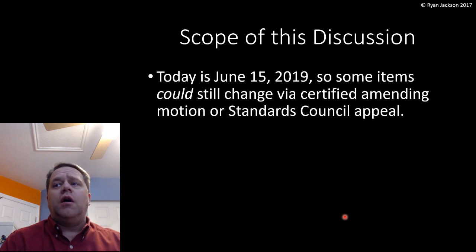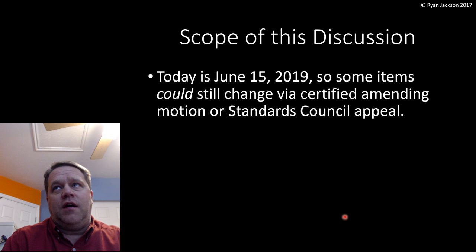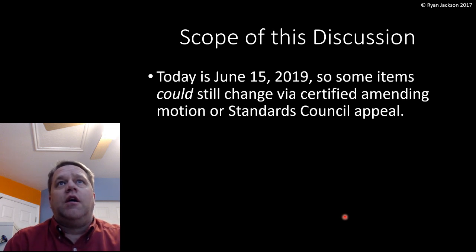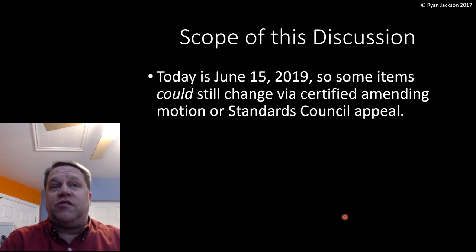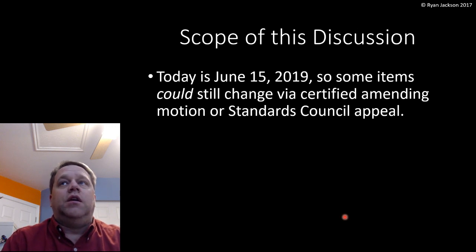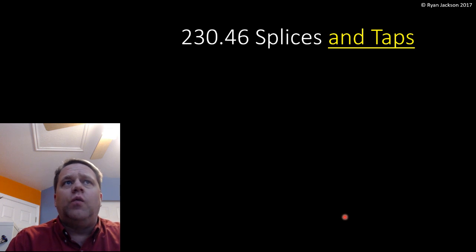So here in mid-June, we have a pretty good idea of what the 2020 code is going to say. And nothing in Article 230, in my opinion, is going to change after this. So everything that we're going to be talking about today with almost 100% certainty will be in the 2020 version of the code. So starting with 230.46, splices and taps.